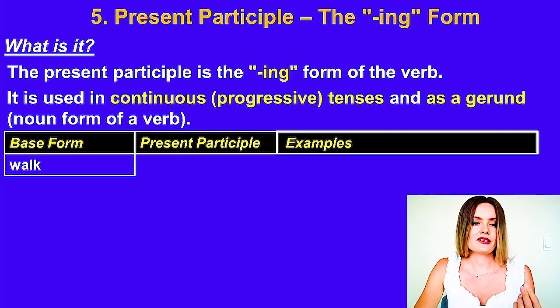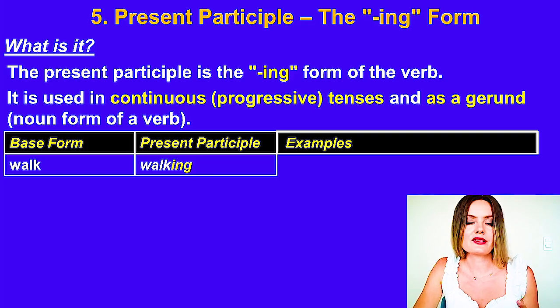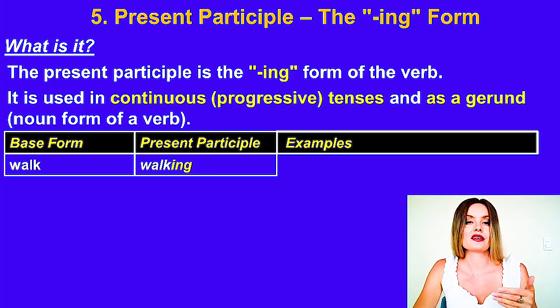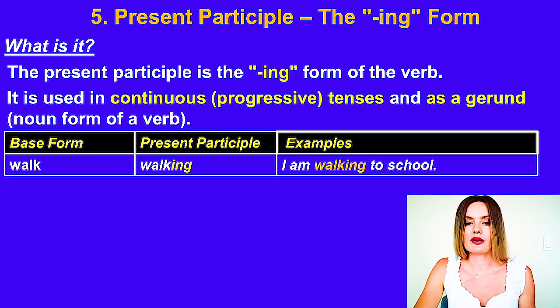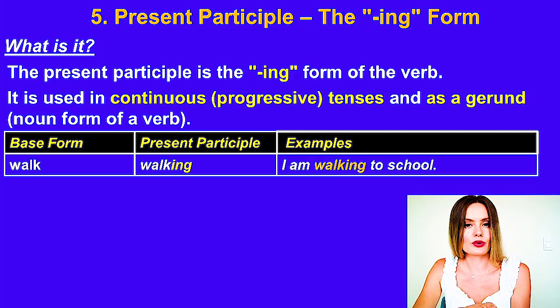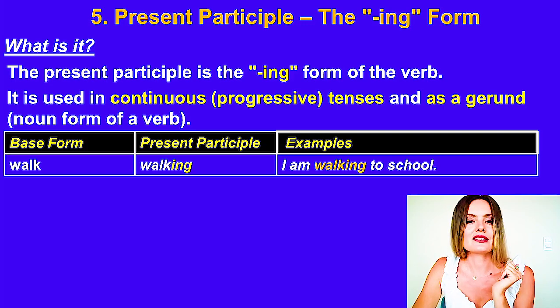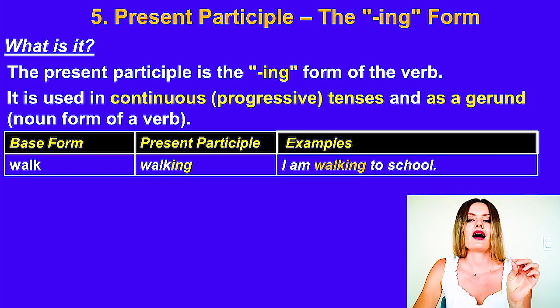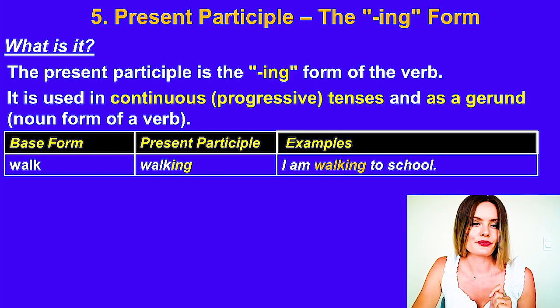So the base form is walk. To form the present participle, you should add the ending ing, and you get walking. For example, I'm walking to school. This is the present continuous tense. Also, it can be called present progressive tense. I am walking to school.